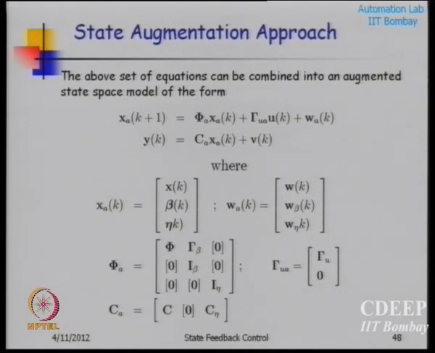Artificial introduction of integrating states will remove the offset. It will not remove the model plant mismatch, because you are arbitrarily adding some integrators. You are making some fixes in your model, and all this is just to make sure that there is no offset. This is a fix, you should remember that. This is a fix.